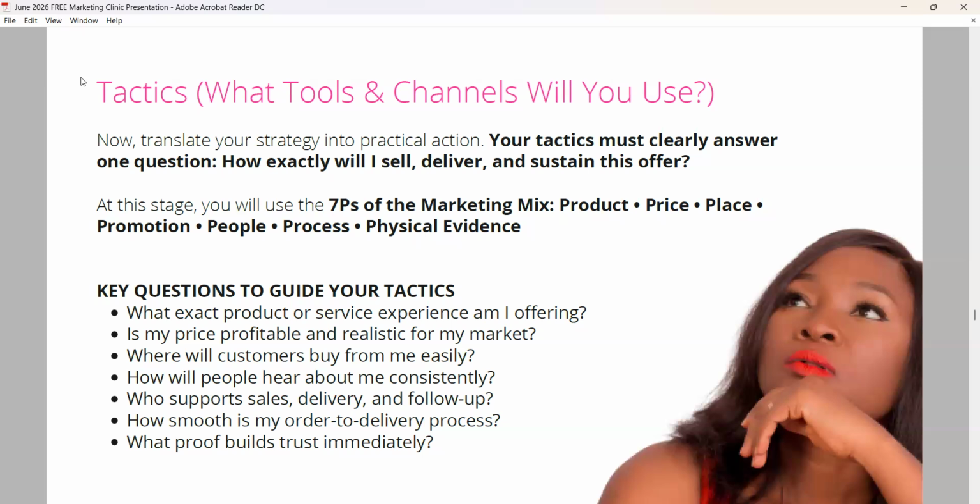What exact product or service experience am I offering? Is my price profitable and realistic for my market? Remember, Coach Judith taught us price, costing. This is where it comes into play. You can see after product, the next thing is price. So when I say that you can't do marketing without money, you now understand. You must price before you can even sell.